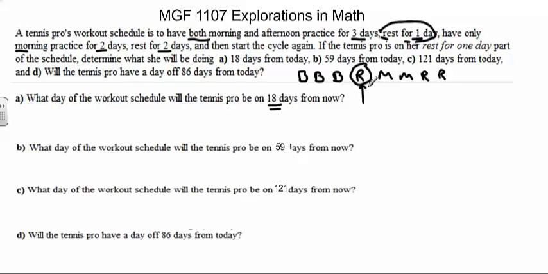So what we have to do is remember our 8-day cycle. So for every 8 days, we end up right back where we're at right now, on the same type of day. So in 18 days, I know 18 has 2 groups of 8 in it with a remainder of 2. So 18 days from now is the same as 2 days from now. So if we go 2 days from now, we'll end up on morning practice.